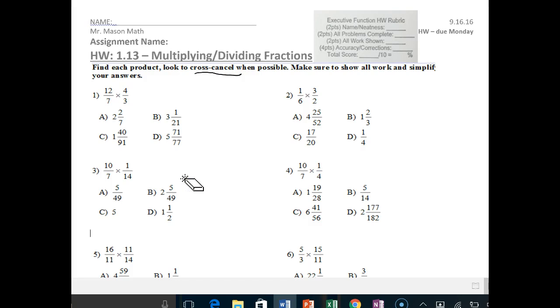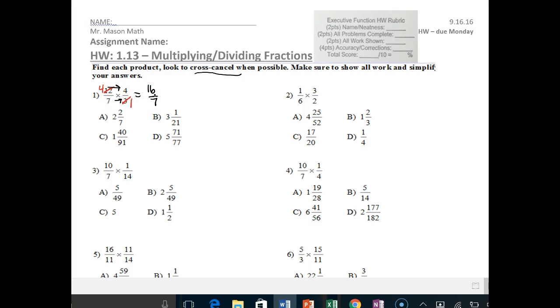So problem number 1, can I cross-cancel anything here? So I look diagonally. Between 12 and 3, is there anything I can divide them both by? Yes. I can divide them both by 3. 3 divided by 3 becomes 1. 12 divided by 3 becomes 4. Can I divide 7 and 4 by anything? No. So therefore I go ahead and multiply straight across. 4 times 4 is 16. 7 times 1 is 7.